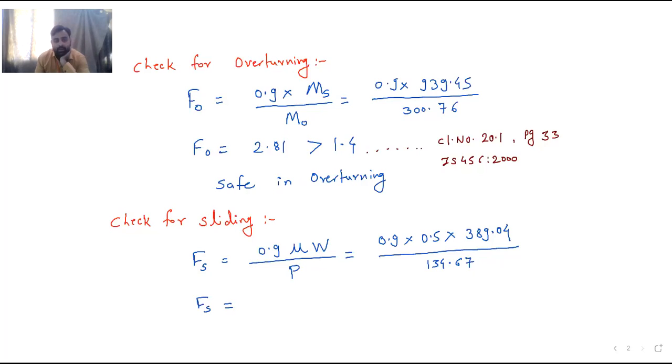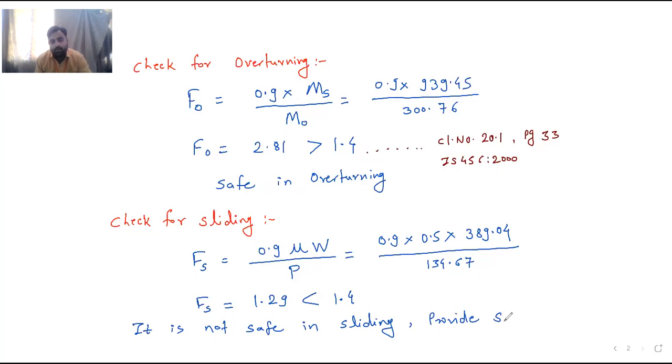Value is 1.29. So this value is 1.29, which is less than 1.4. Okay, so hence it is not safe in sliding. So if it is not safe in sliding, then we need to provide the shear key. So provide shear key. Okay, so that we will design the shear key later on.